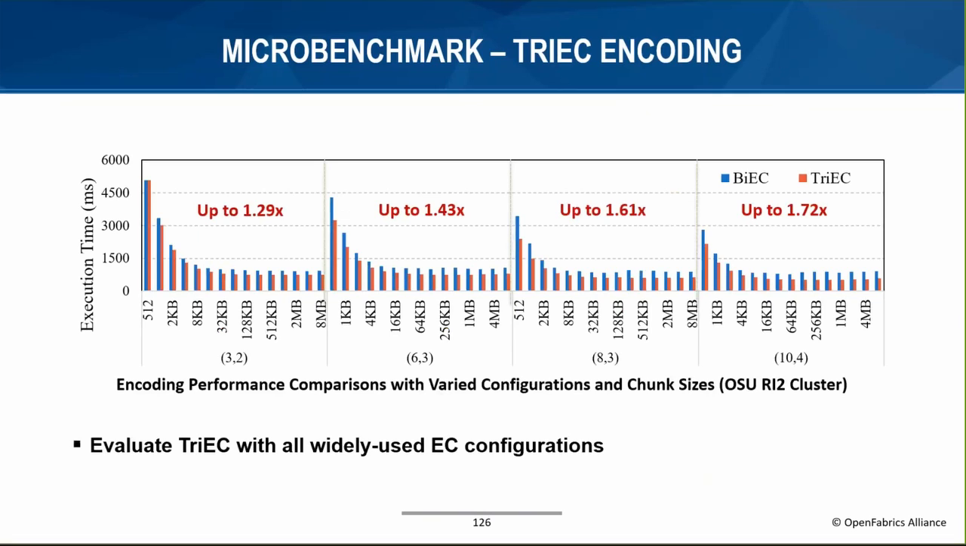That's for encoding with RS, I think that is 12,4. And then somebody will say, okay, maybe I'm using different configurations with erasure coding, right? 3,2, 6,3, 8,3, or 10,4. So in that case, we uniformly evaluated different configurations with different chunk sizes. We see different improvements for different configurations. For instance, for 3,2, we see a 1.29x speedup, and for the last one, 10,4, we are able to achieve up to a 1.72x speedup. These are all widely used EC configurations in storage systems. Next one.